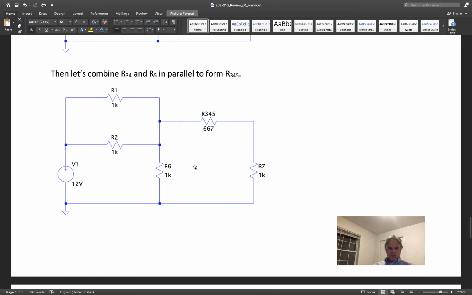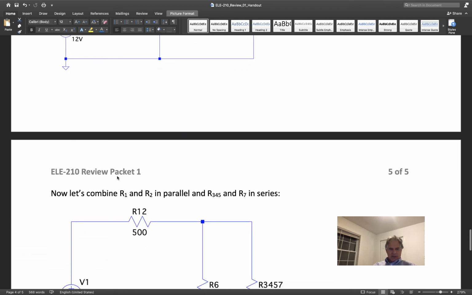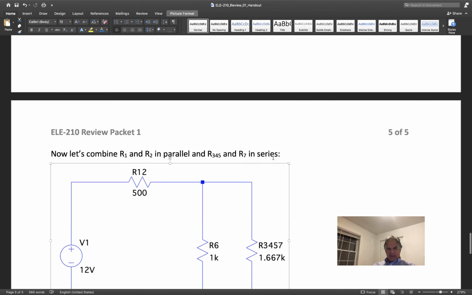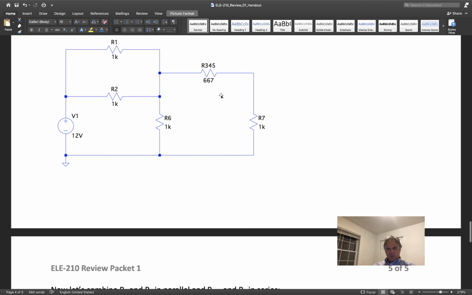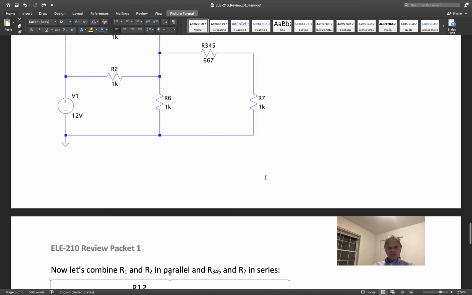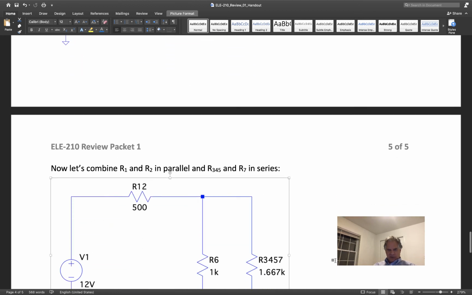Now we have our 667 ohm resistor here. It's in series with 1K, and we have our two 1Ks in parallel, and you can see what's going to happen to them. The two 1Ks in parallel, like we foreshadowed there, they go back to being 500 ohms. These two that were in series combined together to become 1.667K ohms. And they're still in parallel with this 1K ohm resistor.